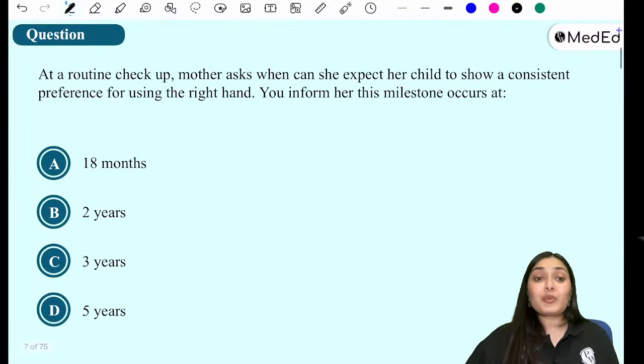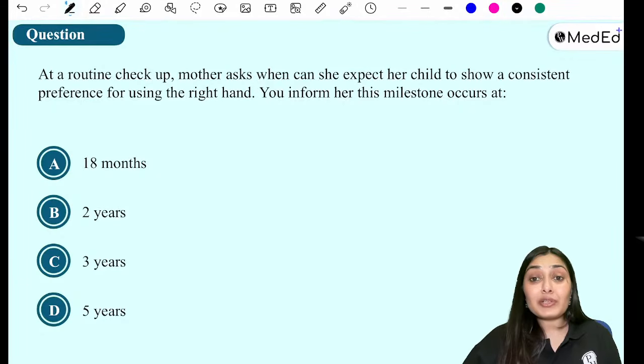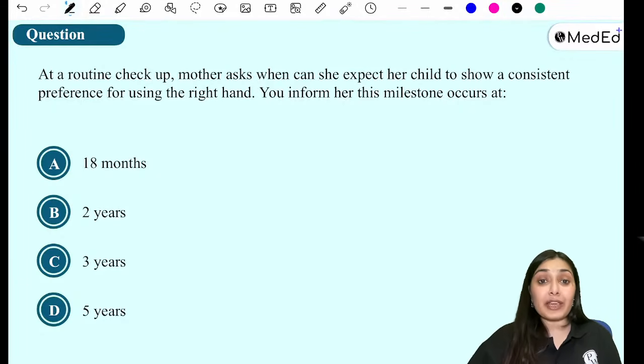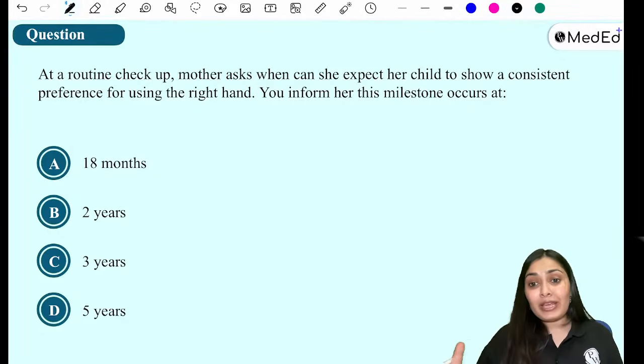So now let's move to the next question. At routine checkup, mother asks when she can expect her child to show a consistent preference for using the right hand. You inform her that this milestone occurs at 18 months, 2 years, 3 years, 5 years. In this question, the mother is essentially asking about handedness, that when does the handedness appear. So we all know either you are right-handed or left-handed, but it was not always like this. Initially, the child is using both the hands. The child is ambidextrous, and after a period of time, the child develops a preferential usage of one side.